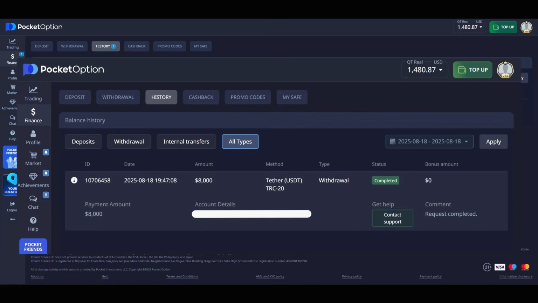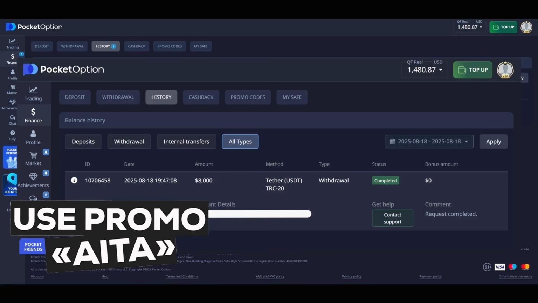And right now, you can actually see a screenshot showing how long it took for Pocket Option to confirm my withdrawal. As you can see, I had no problems with the withdrawal. The fee was minimal, just my wallet's fee and the USDT transaction fee. So, the commission ended up being about $5 out of 8,000 bucks.